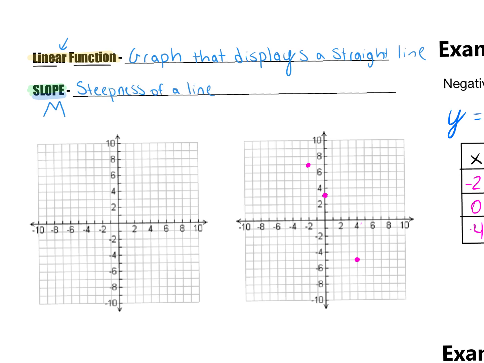Now, the way we measure the steepness of a line in math is we use the rise over the run. The rise in math is your y coordinates. Remember, you go up and down on your vertical axis, and your run is your x coordinates.